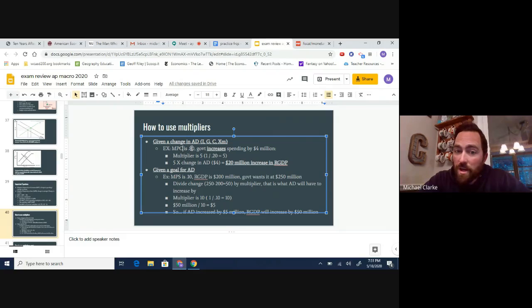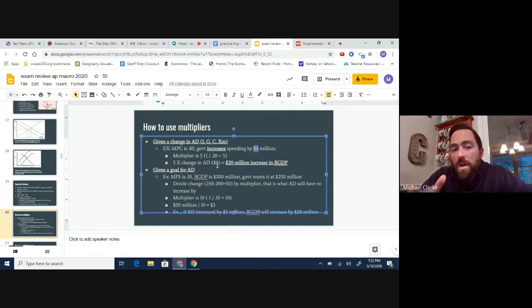So if MPC is 0.80, you put it with MPS, it's got to equal 1. So 0.80 plus X, in this case, it would be 0.20, equals 1, which is why you're dividing by 0.20. Hope that makes sense. What you're going to do then is take that multiplier of 5 and multiply it by the change in aggregate demand. In this case, aggregate demand is increasing by $4 million. So 5 times 4 means that you would get a $20 million increase in real GDP.